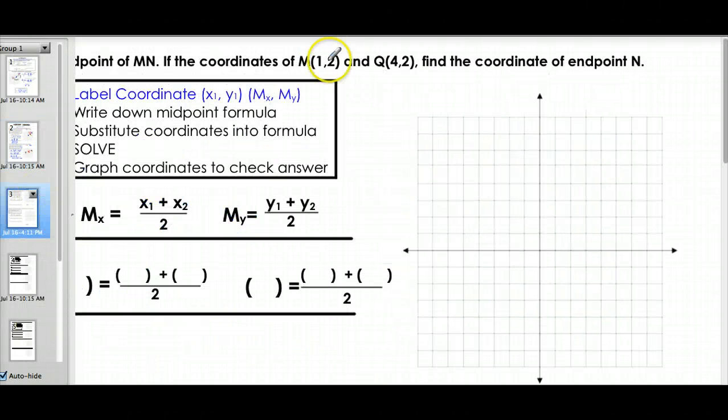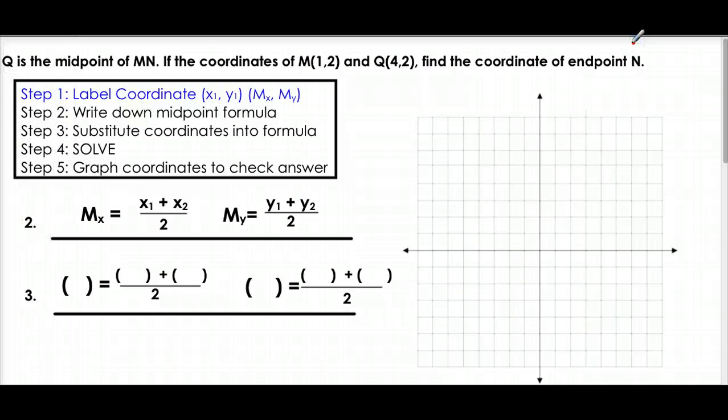Final two problems. We're going to actually change up the question a little bit. Q is the midpoint of MN. All right? If the coordinates of M are 1 and 2, and Q, which is the midpoint, find the coordinate of the other endpoint. So let's be clear here. We know Q is the midpoint, and we know the midpoint and one of the sides. We're trying to find the other endpoint here, which is a very different question.